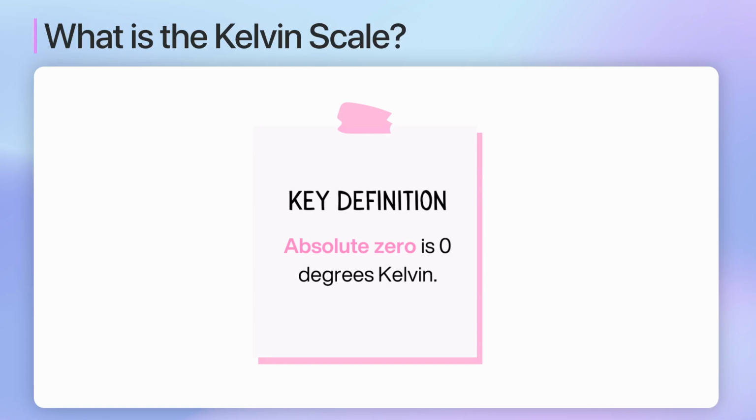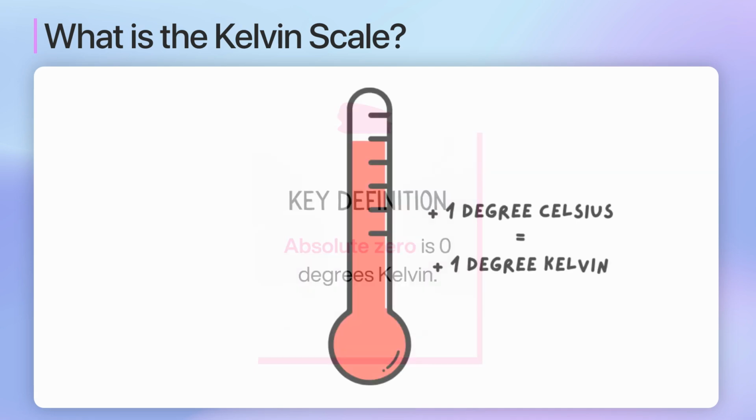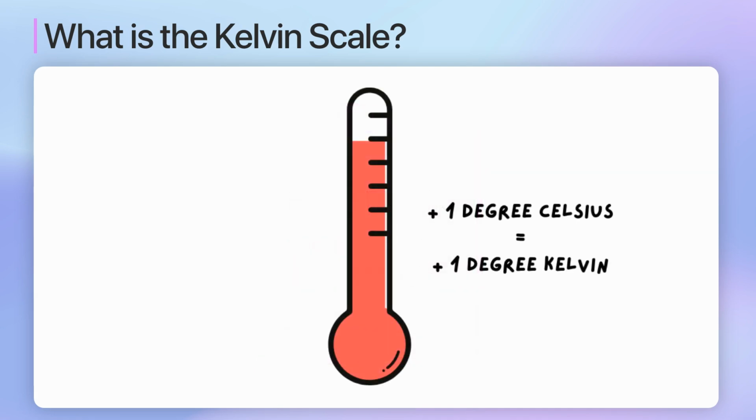Hence, we use a different scale called the Kelvin scale. The reference point of the Kelvin scale is absolute zero. This means that absolute zero is defined as 0 Kelvin. Note that this means that, unlike the Celsius scale, you can never have a negative temperature in Kelvin. The divisions on both the Celsius and Kelvin scales are equal.